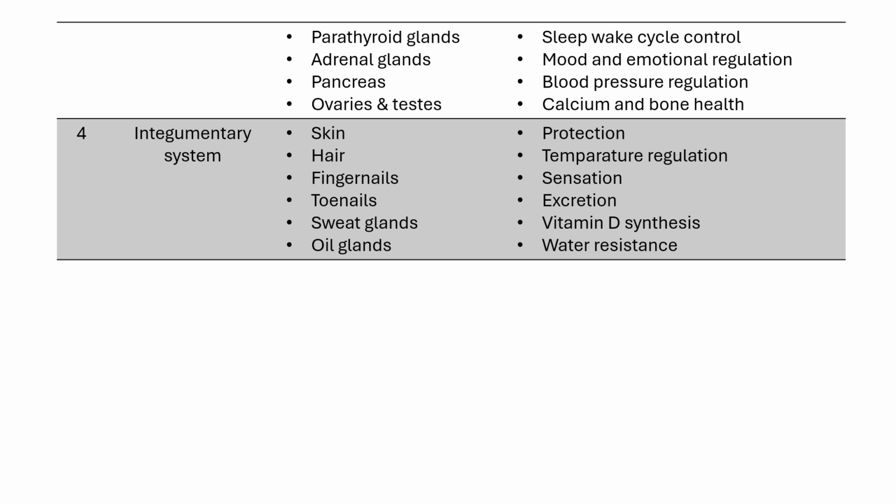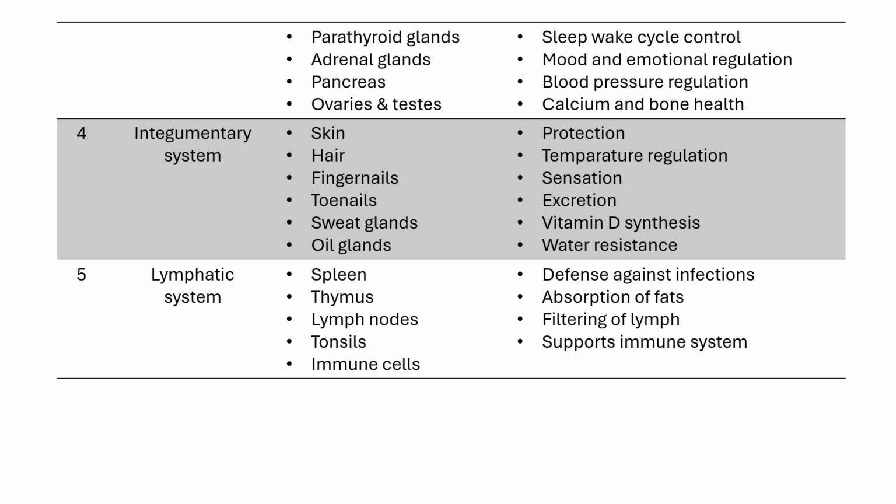Next body system is lymphatic system. Components of lymphatic system are spleen, thymus, lymph nodes, tonsils, and immune cells. We'll see the functions. First is defense against infections. Lymph produces and transports lymphocytes, nothing but white blood cells, which help to fight bacteria, viruses, and other pathogens.